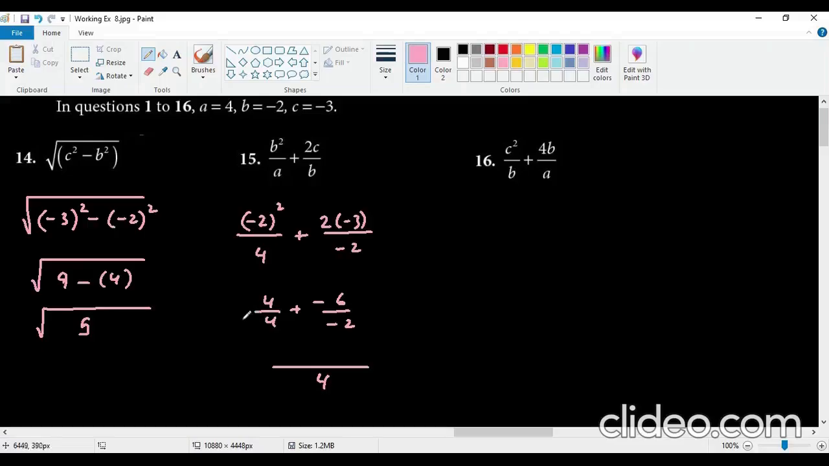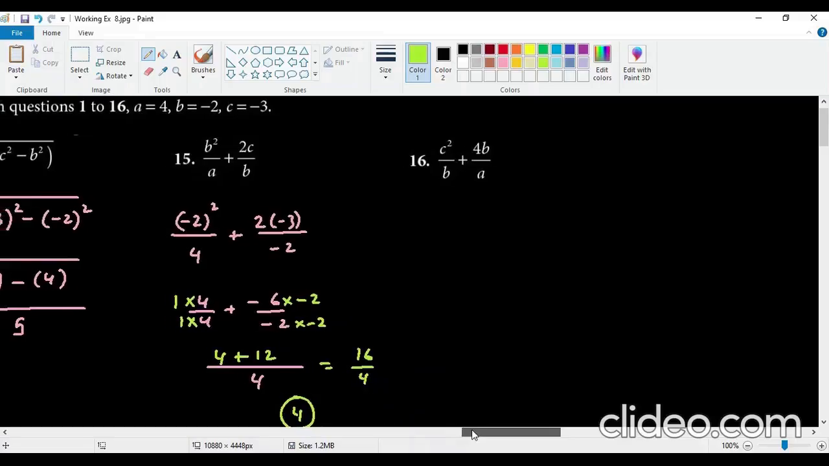Or if we take the LCM, this is going to be multiplied by 1 to make it a 4, and this is multiplied by minus 2 to make it a positive 4. So we multiply the numerator by 1 and we multiply this by negative 2. So in the numerator we will get plus 12, that means 16 over 4. So 16 over 4 is going to give you 4 itself as an answer.